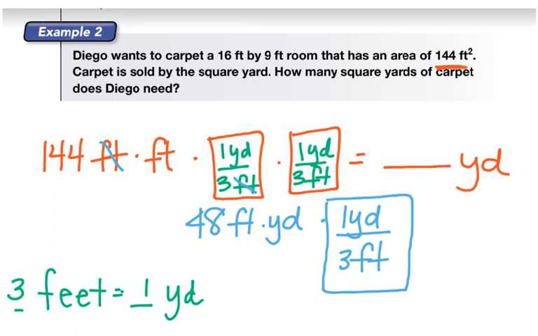Okay, now I'm going to cross out again. I have 48 feet times yard, so now I'm going to cross out this foot, and 48 divided by 3 gives me 16. And now I have 16 yards times yards. So I have 16 yards squared.